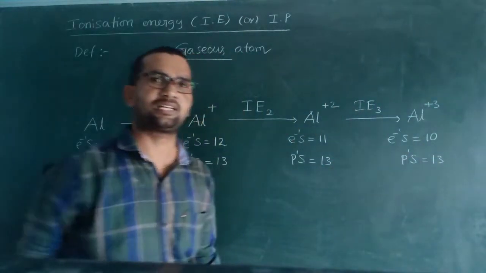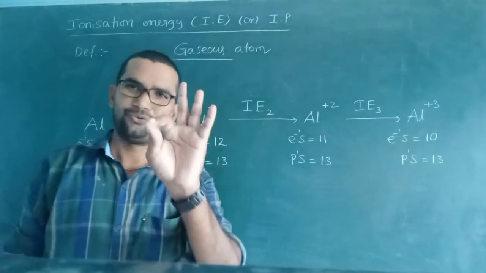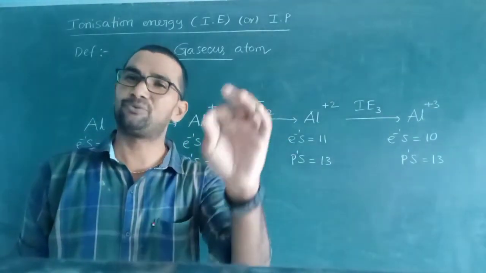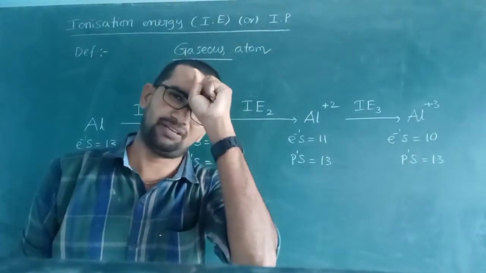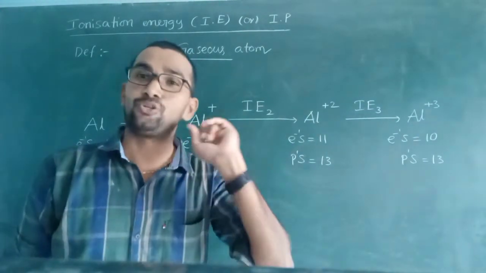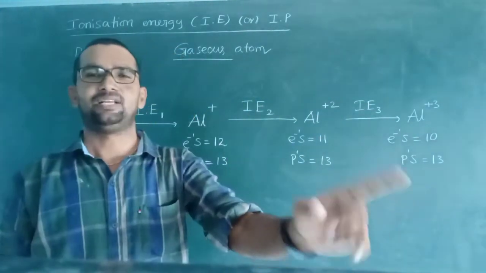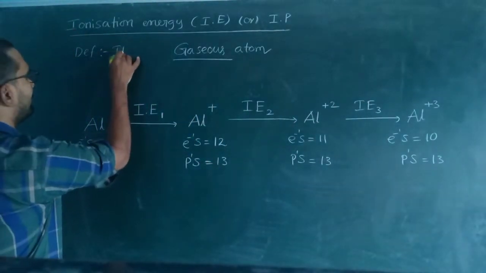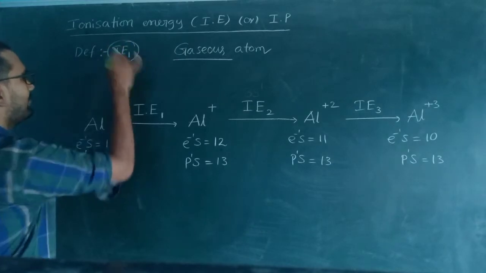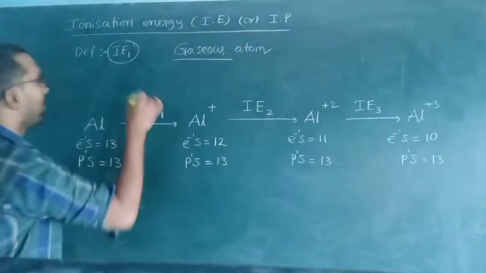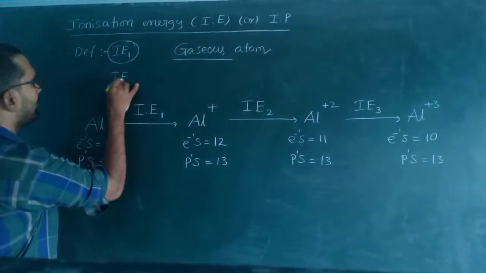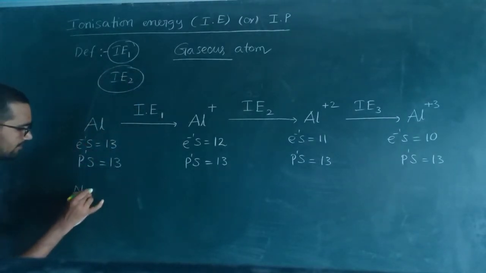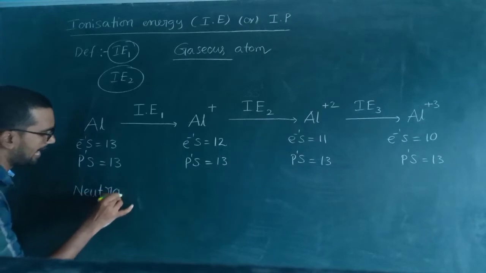Sir, what about removing the next one, sir? Hello, we can remove only 3 electrons from any atom, because after removing 3 electrons the size is very small and the nuclear charge is very high. That's why. Listen, I'll ask you. The first definition I gave is the IE1 definition. Now, what is the IE2 definition, sir? First, what is this, sir? This is a neutral atom, sir.